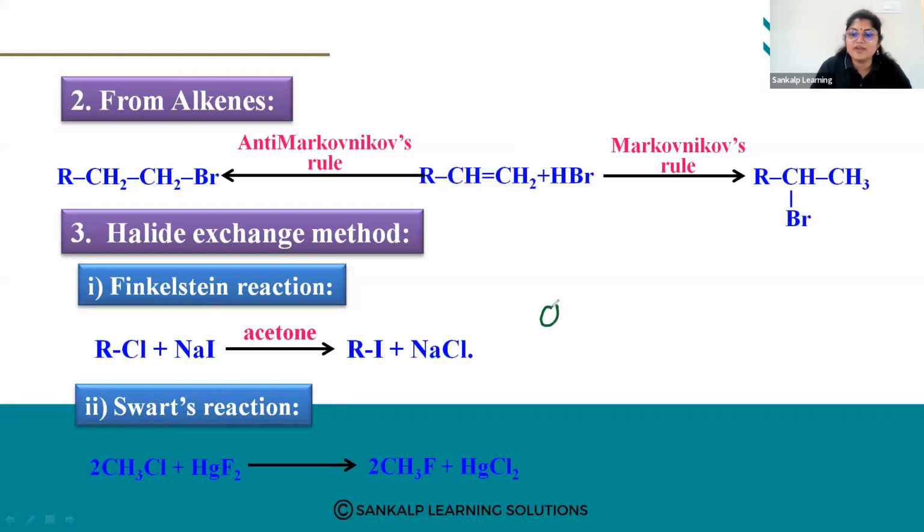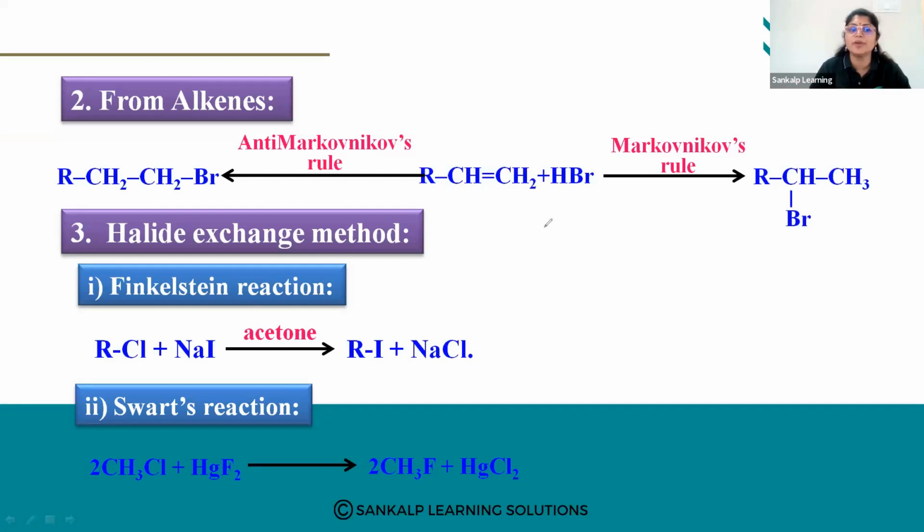Now suppose I have an unsymmetrical alkene. What do you mean by unsymmetrical alkene? Across the double bond, if I divide it, the number of carbon atoms are not the same. Here there are 1, 2, here there is 1. So it is called an unsymmetrical alkene. Whenever you have an unsymmetrical alkene, how will the addition take place?